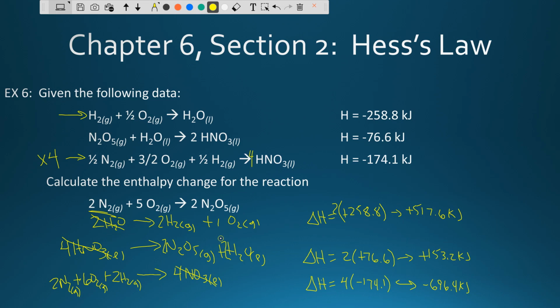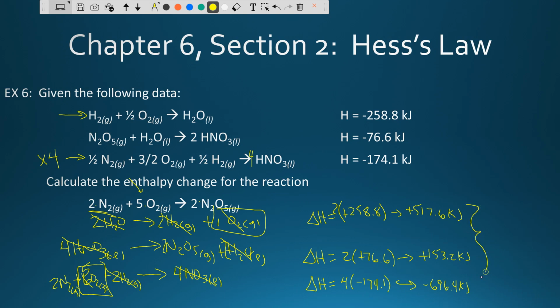Now here's what we did. Here, my water is gone, and so I've got my 2 hydrogens, and that's 2 hydrogens here. And so I've got 1 oxygen, and I've got 6 oxygen. So one of these is going to eat up one of these. That oxygen's gone, but I'm left with 5 oxygens, and that's what my equation was asking for in the first place. So everything's accounted for here. I have 2 nitrogens, I have 5 oxygens, and I have 2 of the N2O5s, and so everything is good.